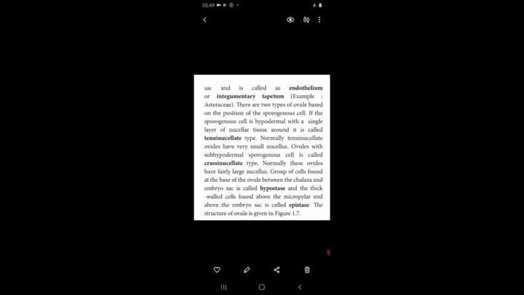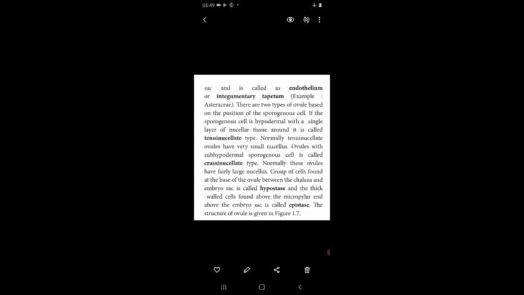What is endothelium? Write its function. So the answer is, in some of the plants, that is unitegmic tenuinucellate, the inner layer of the integument has special cells which act as a nutritive tissue of the growing embryo sac, which is named endothelium or integumentary tapetum. Dear students, don't confuse that one.